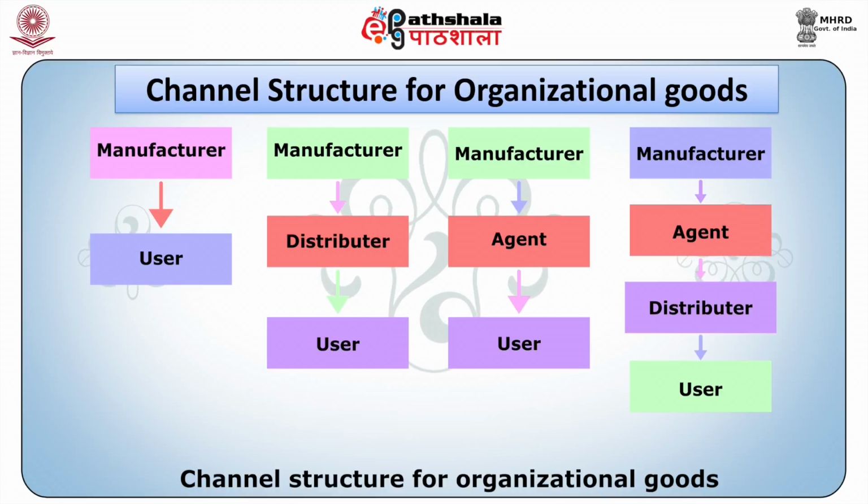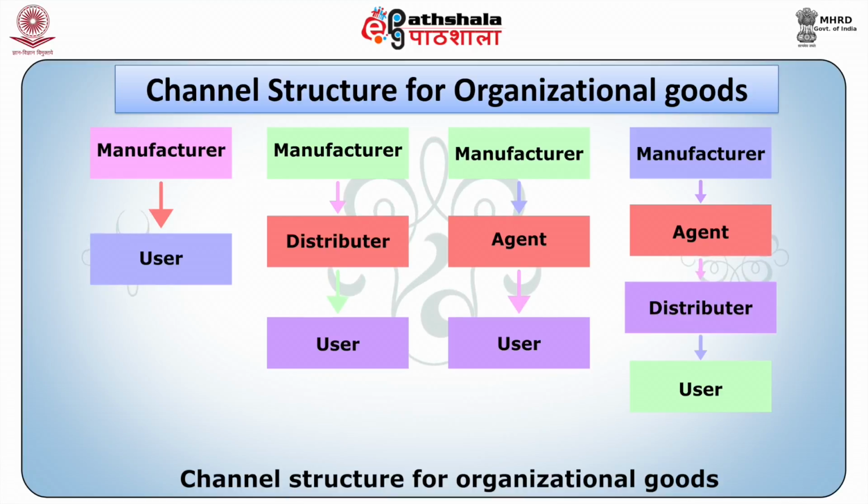Then there is manufacturer to agent to user channel. In this channel, an agent is introduced who acts on behalf of the manufacturers in dealing with various production and selling situations. The agents do not have title to the goods, but they can buy and sell goods on behalf of manufacturers and retailers on a commission basis. Thus, the agent helps in the exchange process without participating in the exchange process.